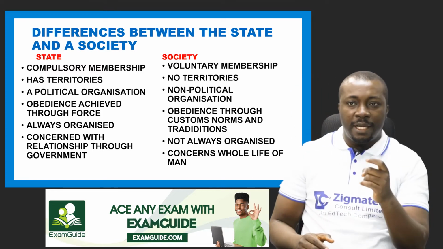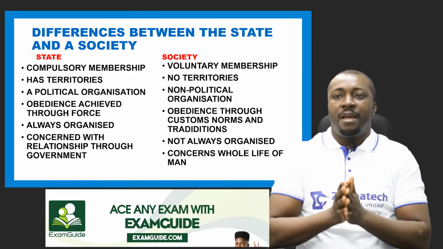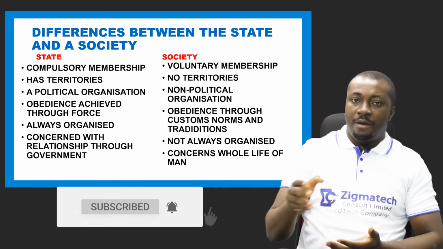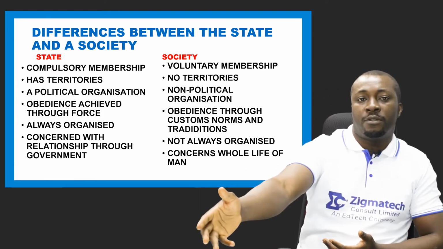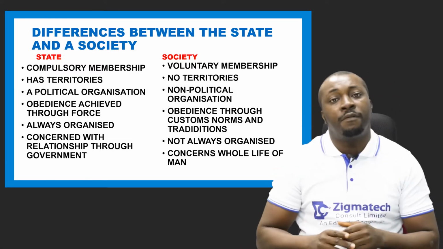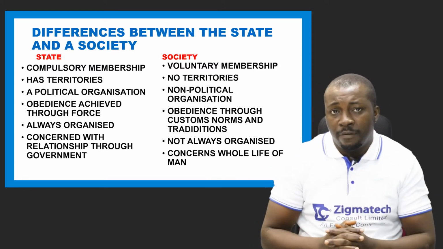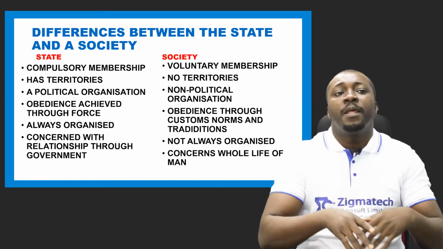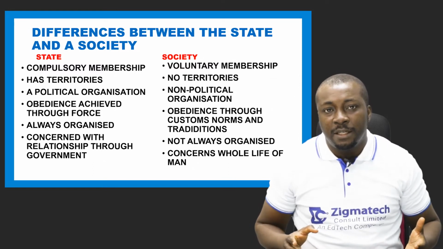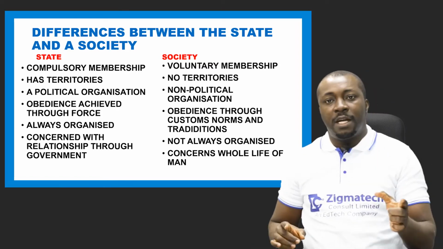Then, states have defined territories, while society does not have a defined territory. Many societies cut across different states. Example, can you say what the territory of the Red Cross is? No. Amnesty International has territories all over the world. So different societies don't have territories. The Roman Catholic Church is a society. It does not have a territory. You see it in every state you go. So why do states have territories?